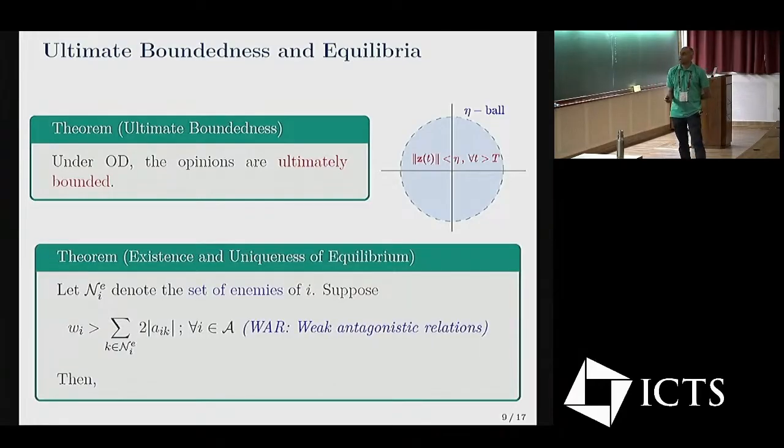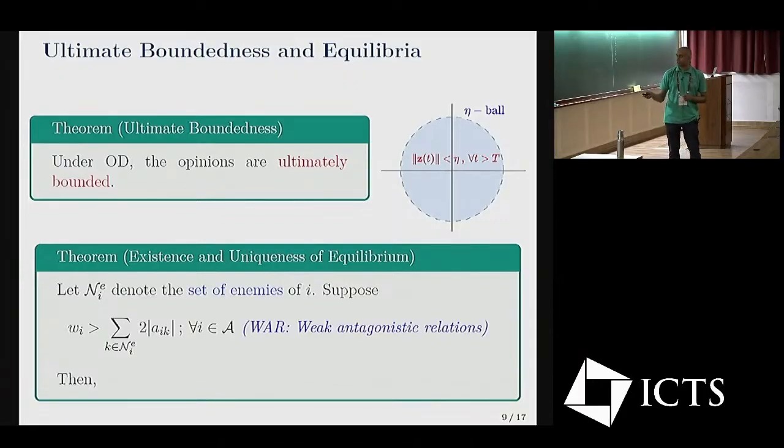Right. Now we can also talk about the equilibrium points. In general, there need not be a unique equilibrium point. There may be multiple equilibrium points, but what we can say is there exists a unique equilibrium point under a specific setting. So let's say N_IE is the set of enemies of agent i, that is, the agents who have a negative influence on agent i.